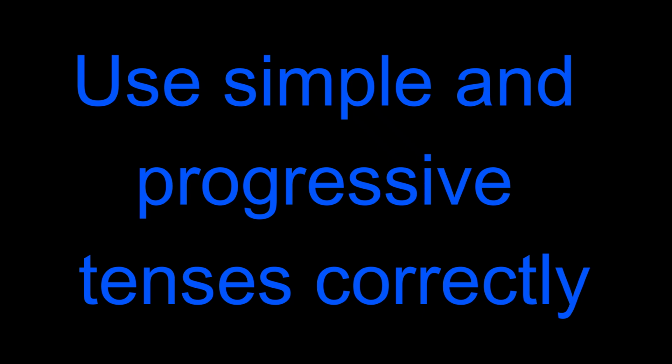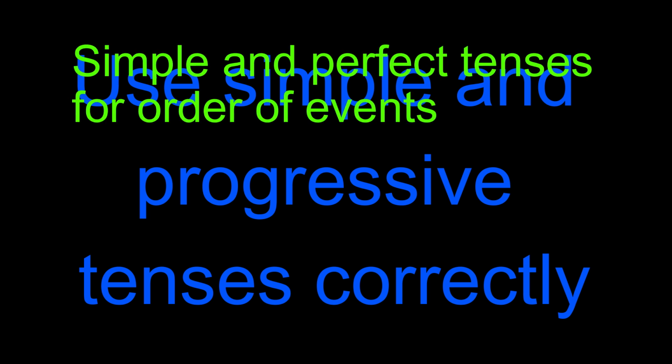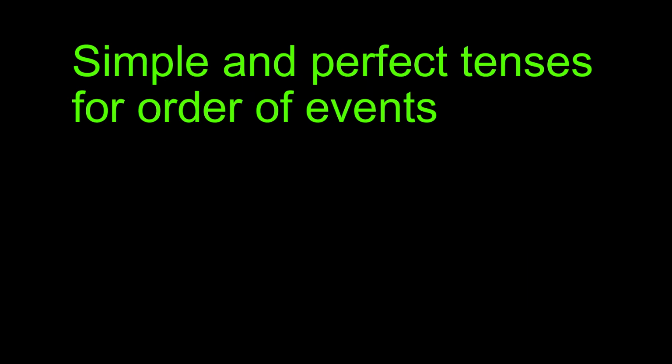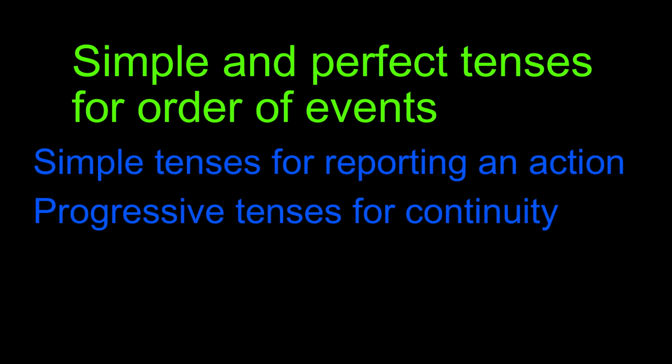In the previous video, we learned when to use perfect tenses in relation to simple tenses. Perfect tense is useful to indicate the chronological order of events. In this video, we discuss the relationship between simple and progressive tenses. The key distinction lies in the fact that while simple tenses provide a straightforward report of an action, progressive tenses introduce the element of continuity, emphasizing the ongoing nature of an action.